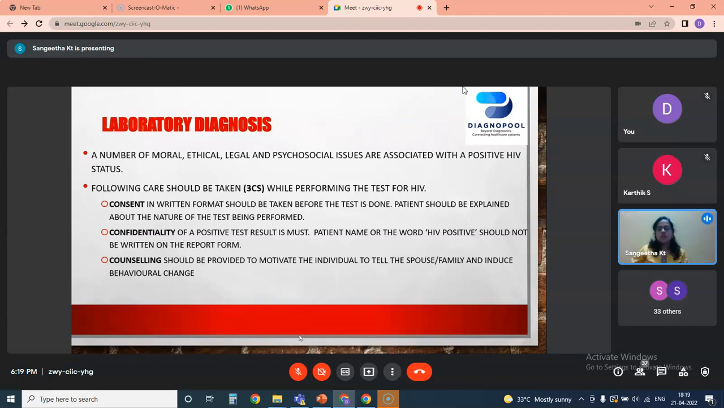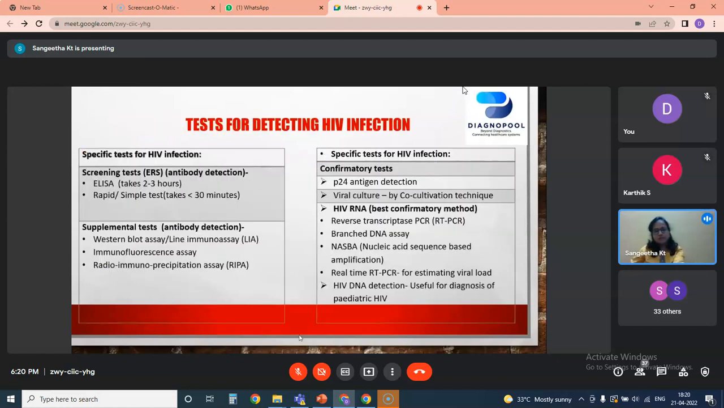In all the three cases, we need to do a post-test counseling where we motivate the individual, if they are positive, to tell their spouse, mutual disclosure, and what are the various ways to reduce the risk of transmission, what are the various ART centers available, what are the free drugs available, and what are the various risk reduction methods like use of condoms, reducing the drug abuse, etc. So these three are very important before we start with our lab diagnosis.